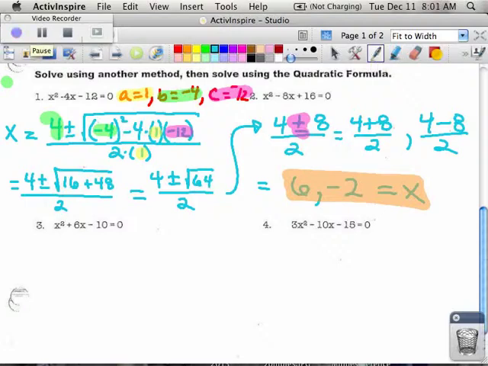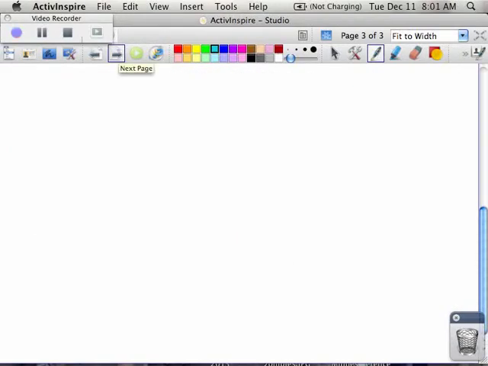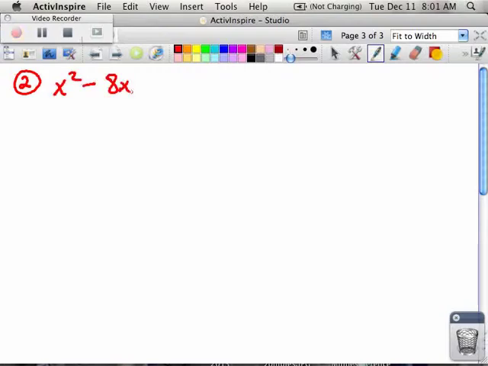So in number 2, since I ran out of room, I'm going to go to a blank sheet here. You might have enough room on your sheet, but with this pen I don't really have enough. So in number 2, we start out with x squared minus 8x plus 16 equal to 0.